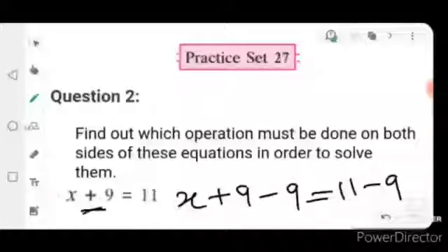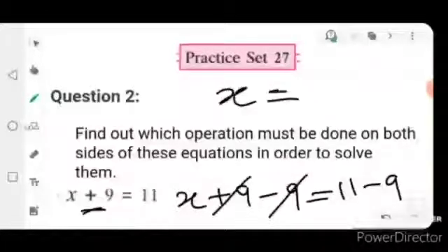So here we subtract 9 from 11, so our answer will be 2. Here positive 9 and negative 9 cancel, and 11 minus 9, so x is equal to 2. So the value of x is 2. The solution of this equation is 2. Here we only have to find the particular operation which has to be done.